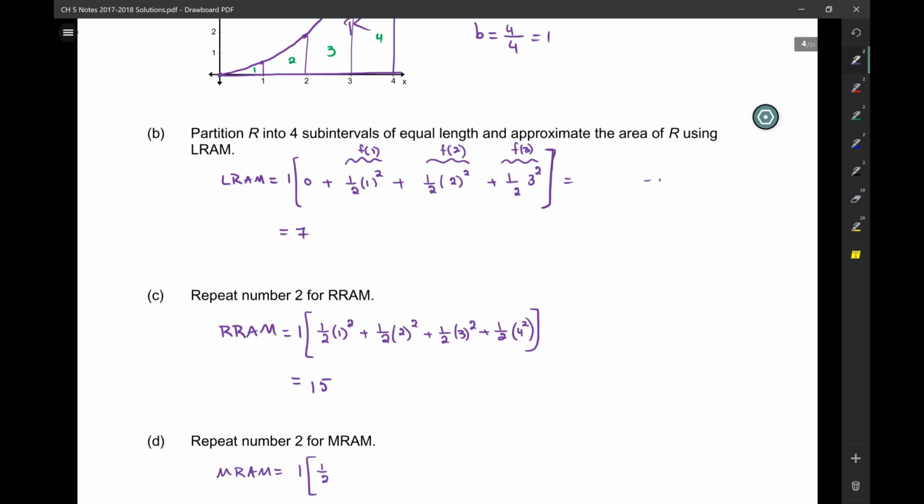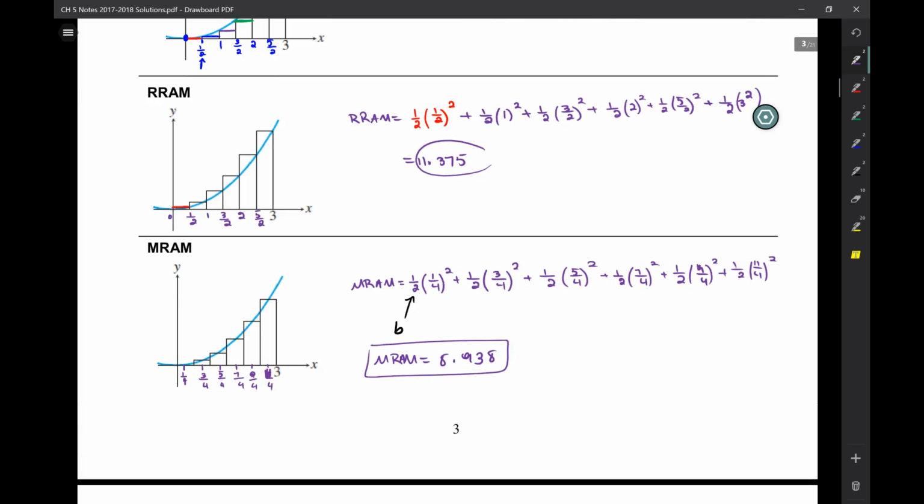So you have to do base times height, base times height, base times height. 1 times height, 1 times height, 1 times height. I could just factor out the 1. So look here, right? You see how there is a half for each term? Each of these halves is the base. I could just factor them out and write it once.